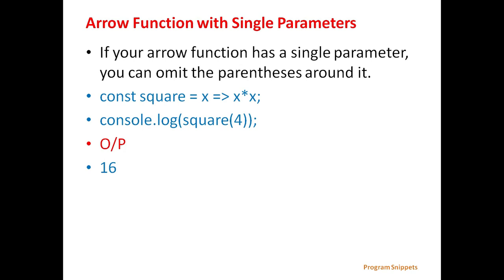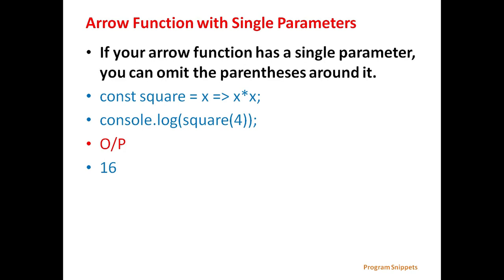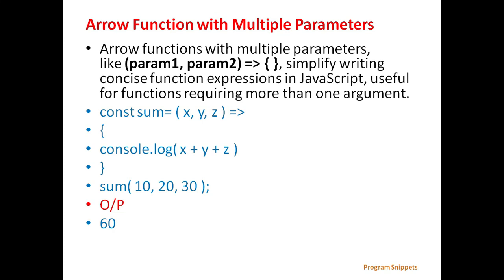Then arrow function with single parameter. If your arrow function has a single parameter, you can omit the parentheses around it. For example, const square = x => x * x, and when you print square(4) it will give the output 16.